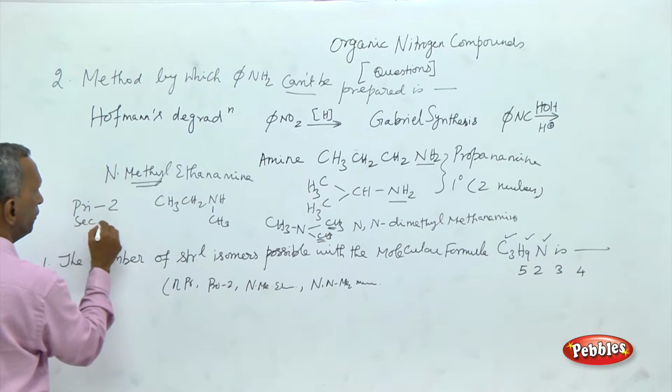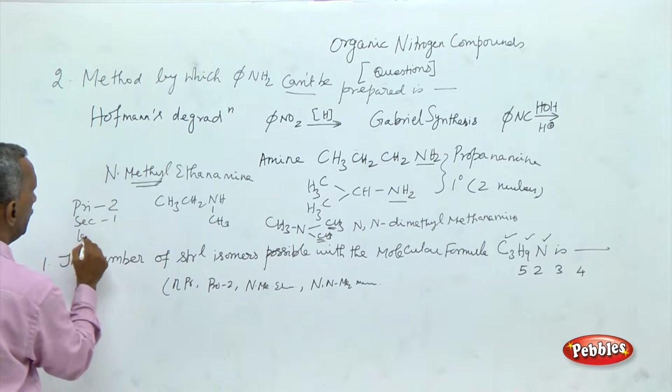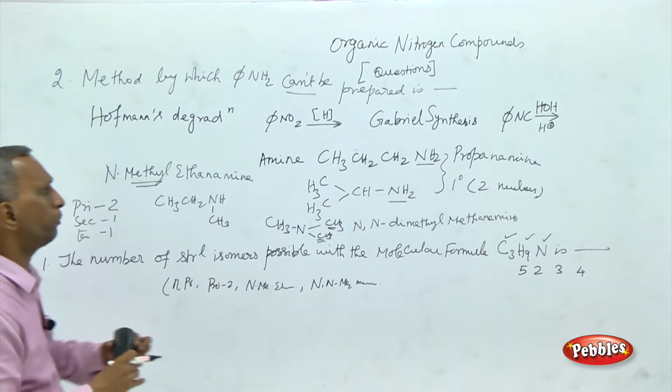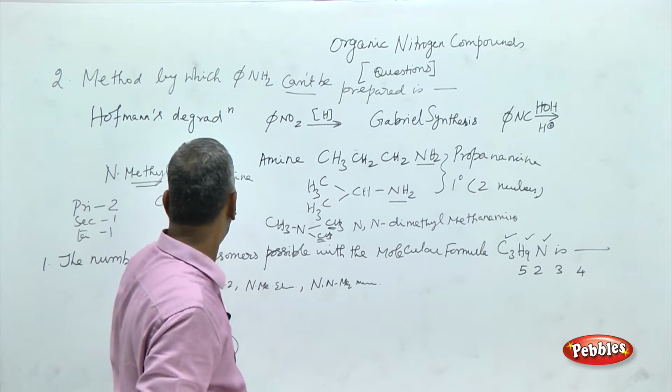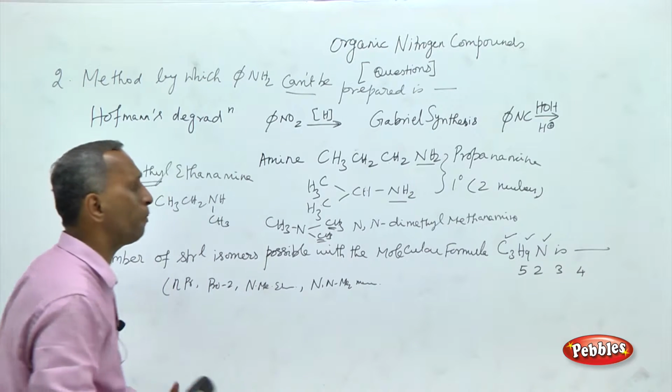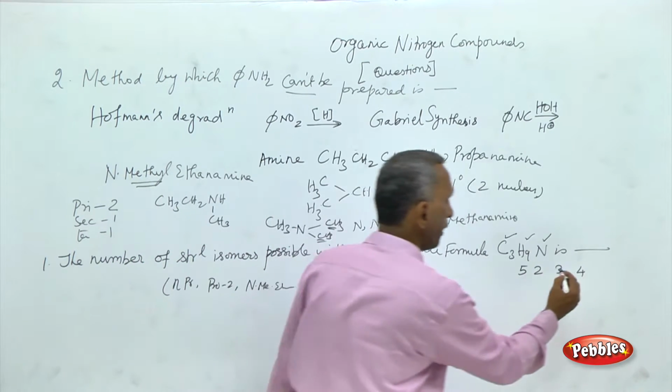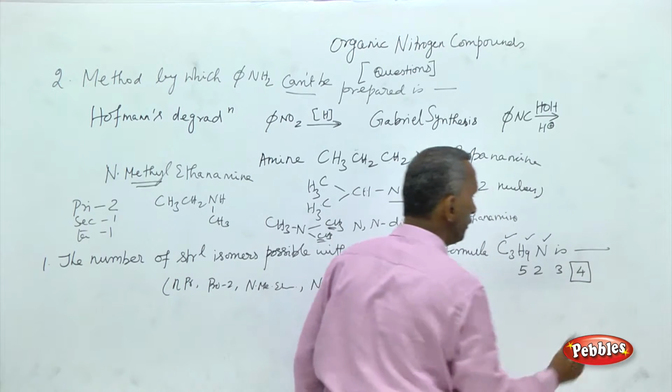Just for understanding and revising, we have seen that primary amines, 2 numbers are possible. Secondary amine, 1 number is possible. Tertiary amine, 1 number is possible. 1, 2, 3, 4: 4 types of amines are possible. So for the current question, the correct answer is 4.